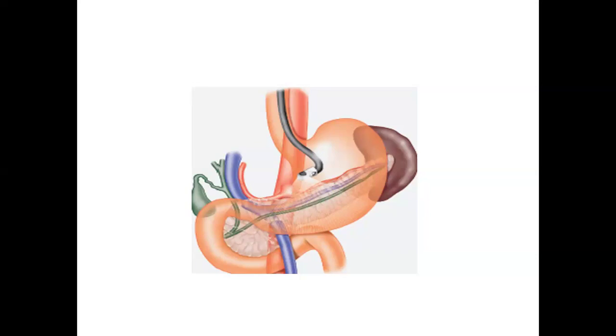So imaging in endoscopic ultrasound is done in 3 stages, or stations. In this case, we are in the stomach. Our endoscope is in the stomach. So this is what we call station 1.